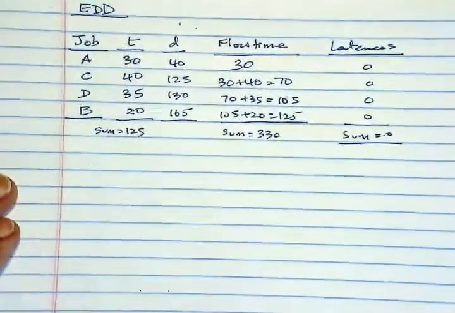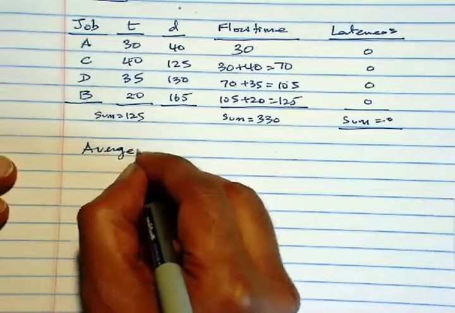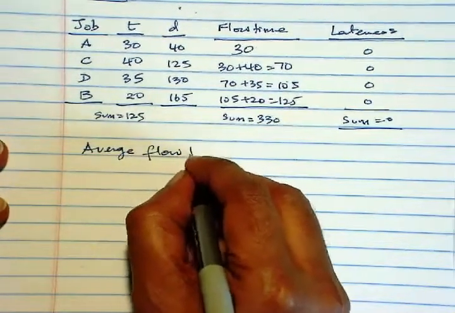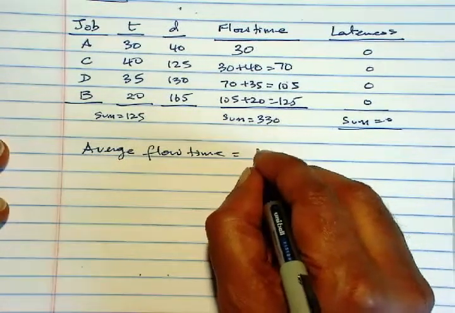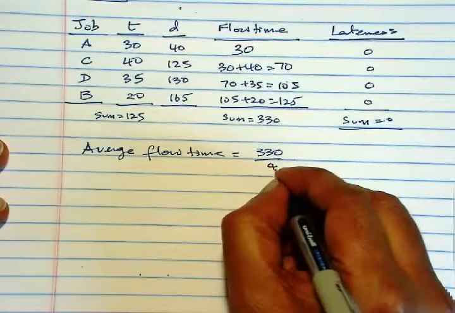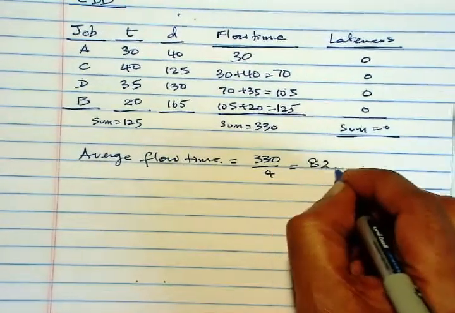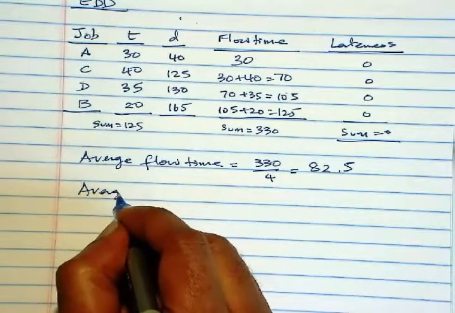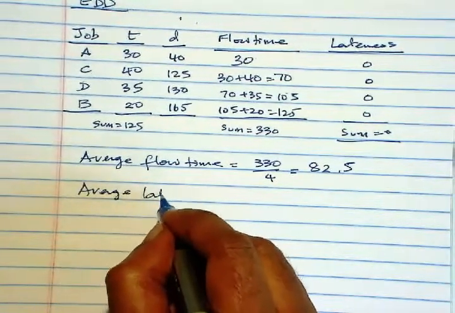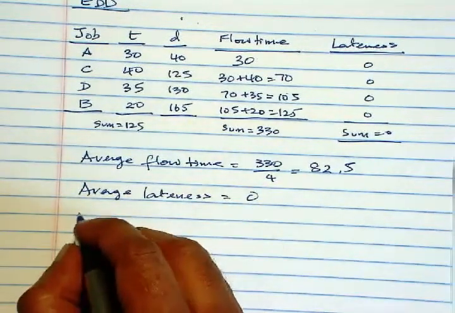So average flow time is 330 divided by 4, and that is 82.5. Average lateness is of course 0.